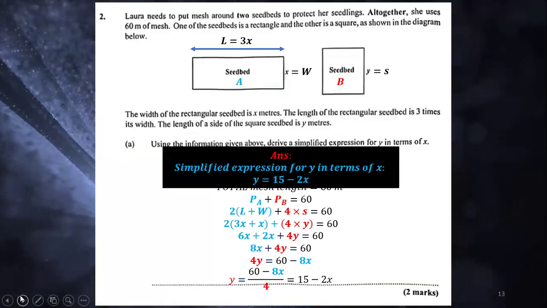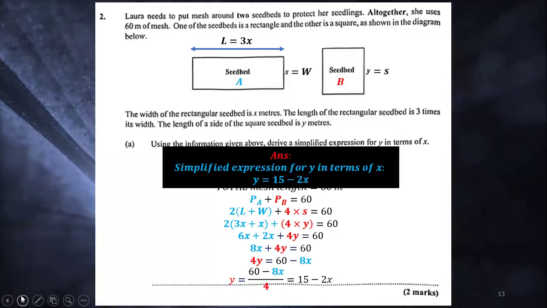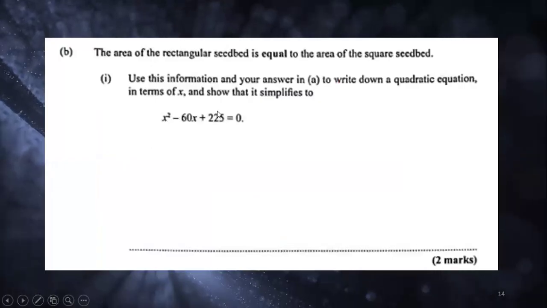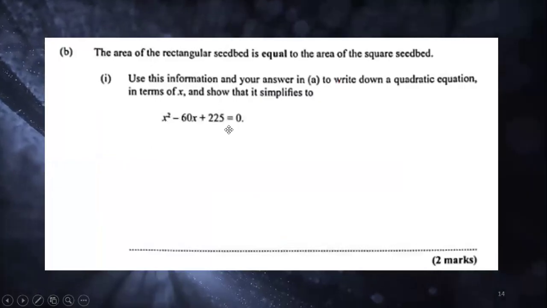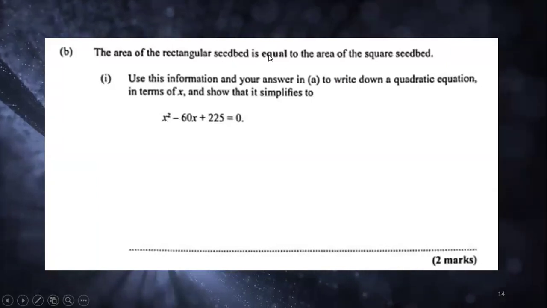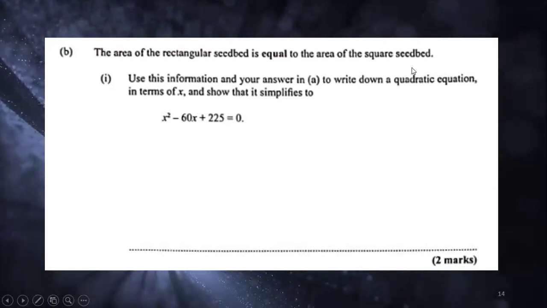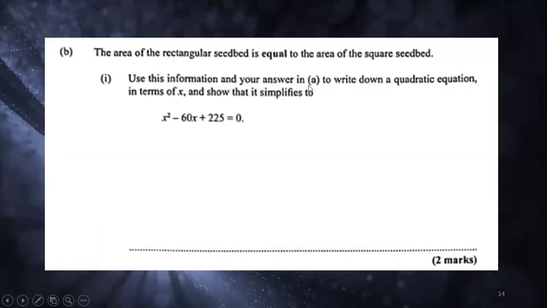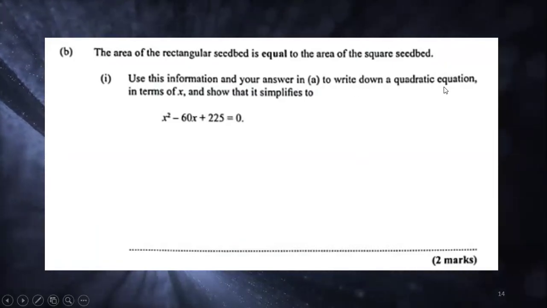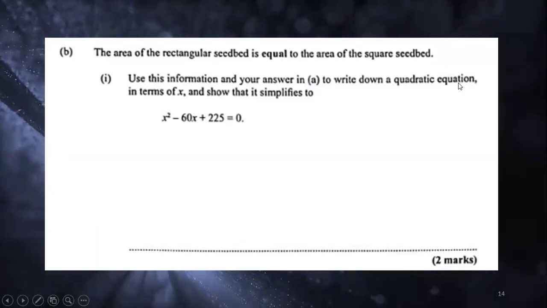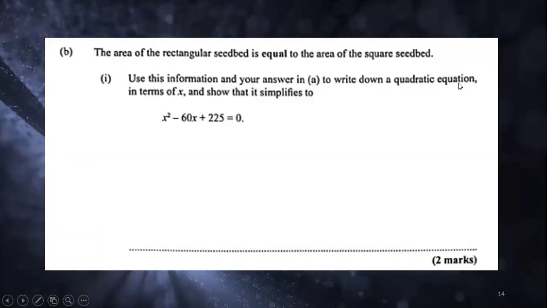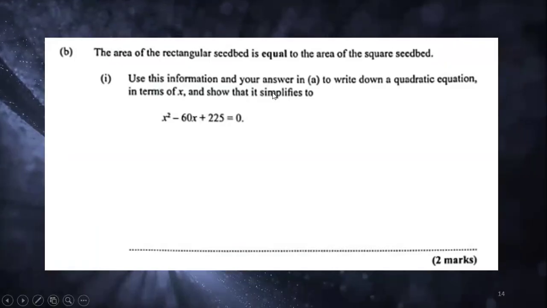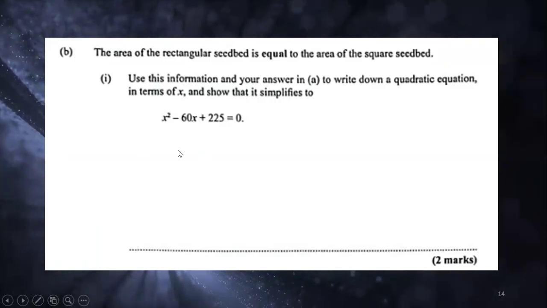Okay, great. Let's go on to the other part. Part B, it says the area of the rectangular seedbed is equal to the area of the square seedbed. Use this information and your answer in A to write down a quadratic equation in terms of x and show that it simplifies to this, right?